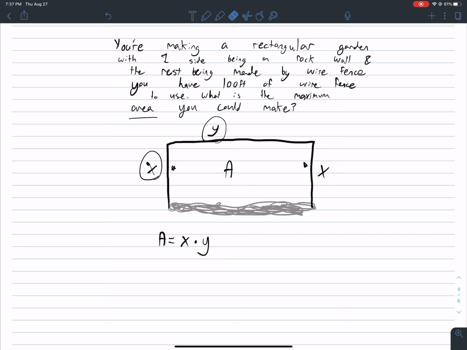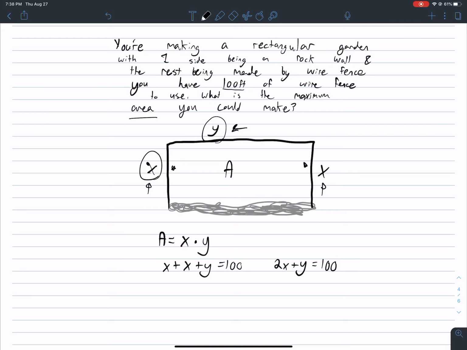From this question, you know that you're given 100 feet of fencing. So that means this first x, this second x, and this y, whatever it's going to be, no matter what, it's going to be equal to 100. So x plus x plus y equals 100, and simplified, 2x plus y equals 100.